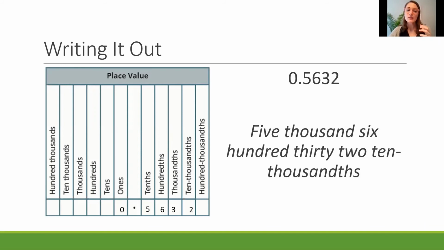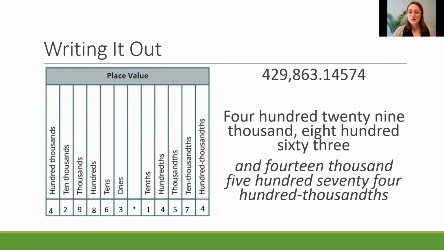Now, in this case, I know I said before that we need to say and where there's a decimal. But here, because we have no whole numbers, we don't need to use the word and. You would not say 0 and 5,632 10,000ths. You would just say it as 5,632 10,000ths. And that's it.